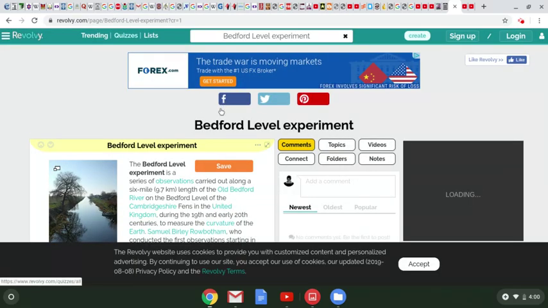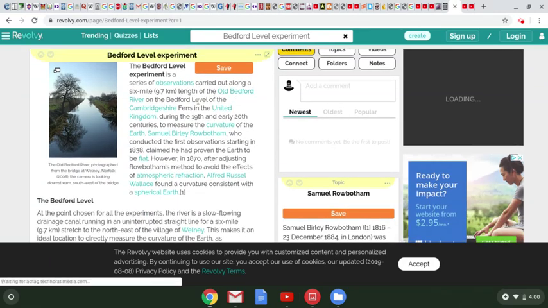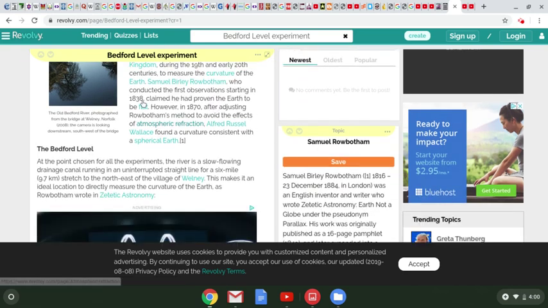Revelry.com, digging on the Bedford Level experiment. If you're interested in going deeper, you might want to recreate this experiment one day, man. A series of observations carried out along a 6-mile length of Old Bedford River on the Bedford Level of the Cambridgeshire Fens in the United Kingdom during the 19th and 20th centuries to measure the curvature of the earth. Samuel Birley Rowbotham conducted the first observation starting in 1838.